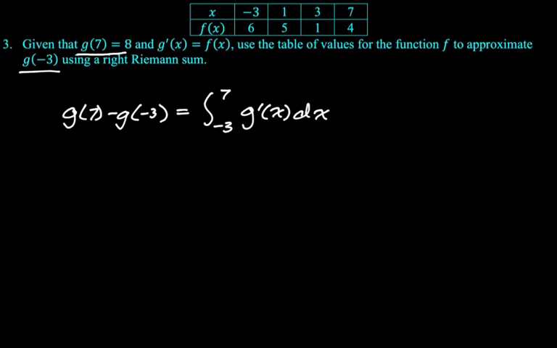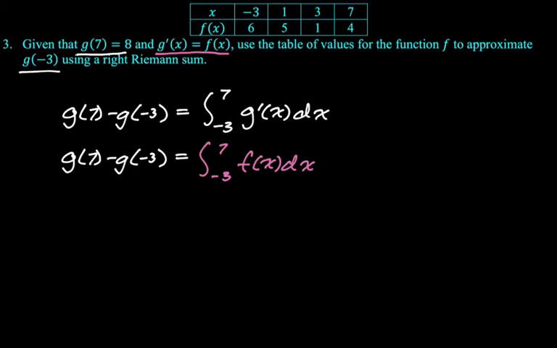Now the key is g prime is f of x, so I can do the problem. If I just had what I currently wrote, you can't really do the problem. But now I can rewrite this as g of 7 minus g of negative 3 is the integral from negative 3 to 7 of f of x dx, because g prime is f of x. So what we'll do is a right Riemann sum on the integral negative 3 to 7 f of x dx. So that's where we're going. This is an approximation because we're just doing a Riemann sum. All your Riemann sums are going to be approximations.